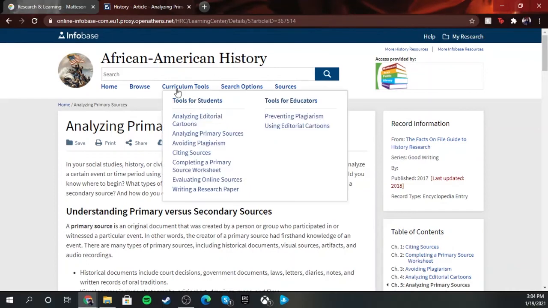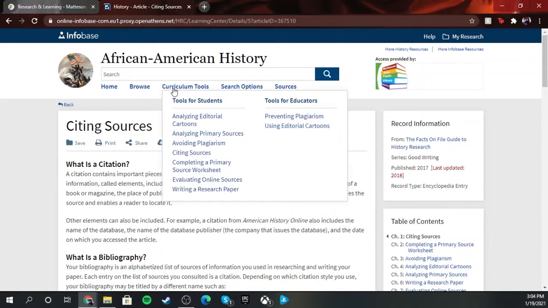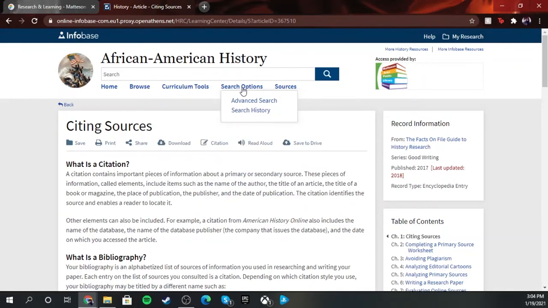Also citing sources, so it gives you a little bit of insight on how to cite. So this is a great learning tool along with just learning more information about your history. So this is a great way for just families to come together and just find different things to learn about too. But it's also good for students and educators too on these different resources. You're writing a research paper, completing a primary source worksheet, plagiarism. That's a big one that you want to make sure you don't do.